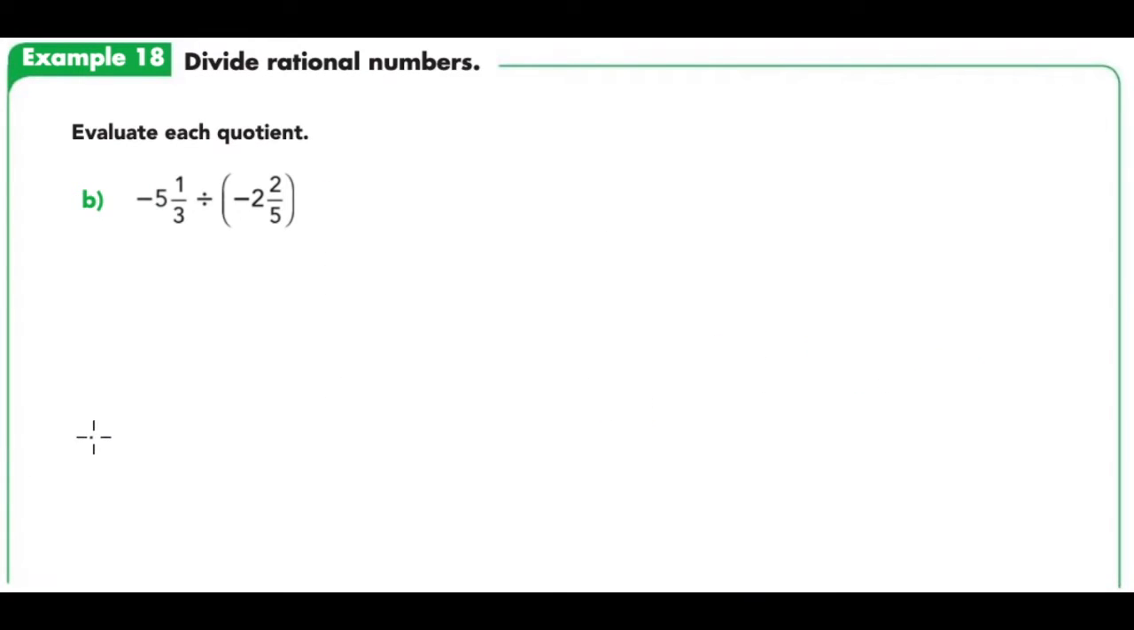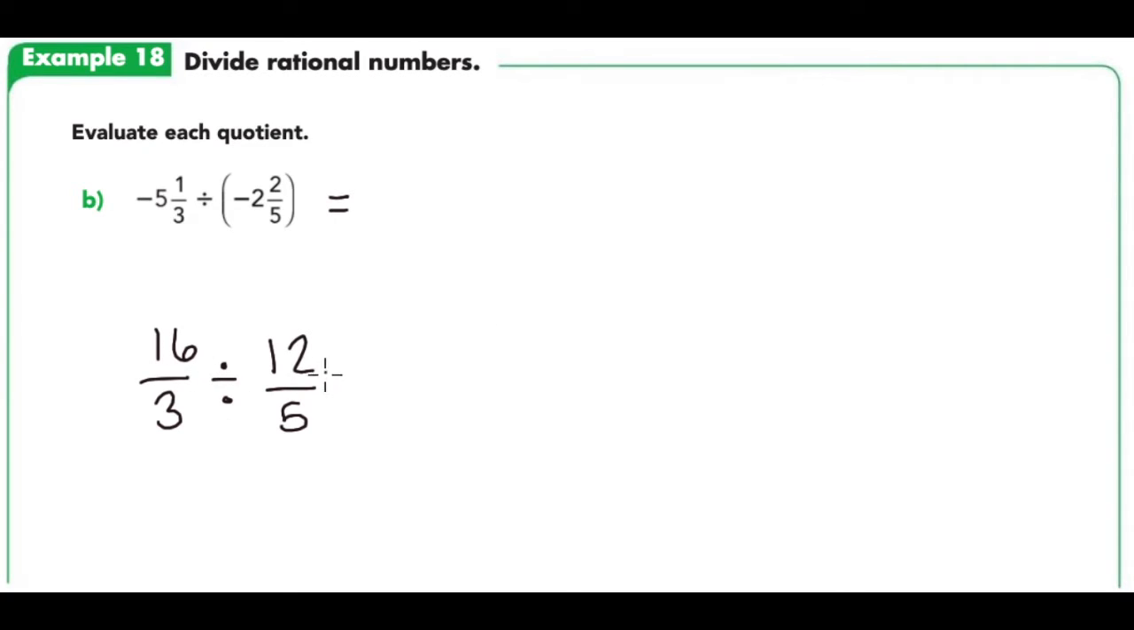Our next example has two mixed numbers, so we're going to start by changing those mixed numbers into improper fractions. So 3 times 5 is 15 plus 1 gives us 16 thirds, divided by, and then 5 times 2 is 10 plus 2 on top gives us 12 fifths. In this situation, we have a negative divided by a negative, so our answer will end up being positive.